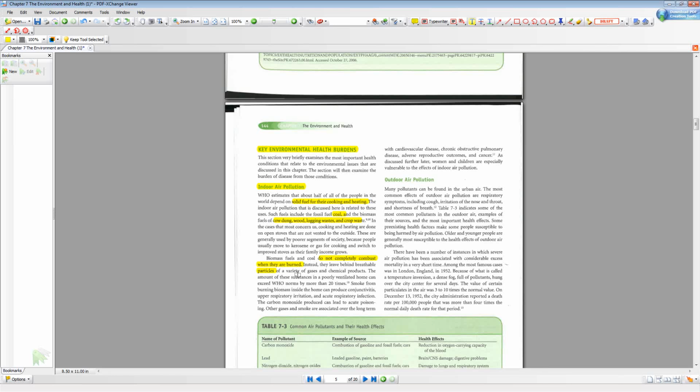And the problem with these is that they do not completely combust when burned. And so they leave behind these particulates, or these particles in the air, gas and chemical products that individuals then inhale, particularly in homes that are poorly ventilated. And we can see here that the amount of these substances in a poorly ventilated home can exceed World Health Organization norms by more than 20 times. So again, we're having an intense amount of exposure to these pollutants.